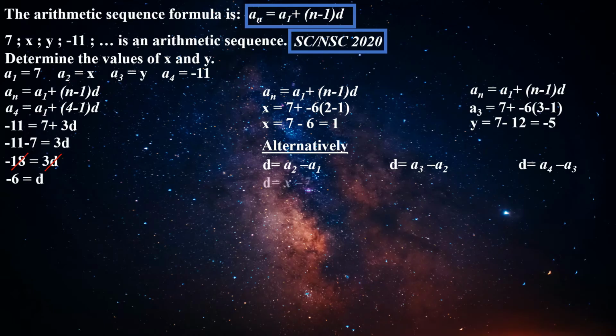So you can say that a2, which is the second term, x, minus a1, which is equal to 7, and a3 is y minus x, which is the second term, and finally, negative 11 minus y. We know these three equations should be the same. So let's name them equation number 1, equation number 2, equation number 3. If we solve these equations simultaneously, we can find the value of x and y.